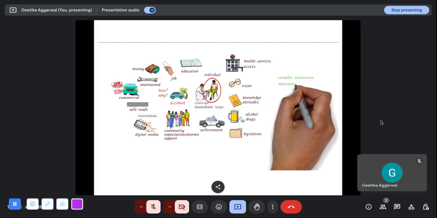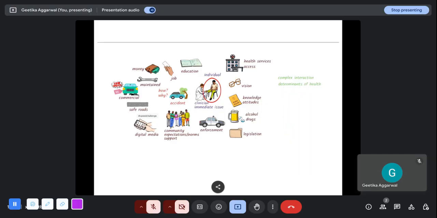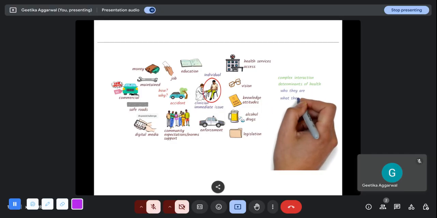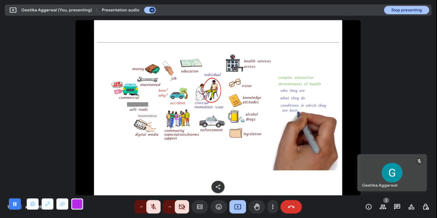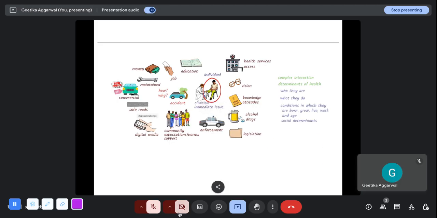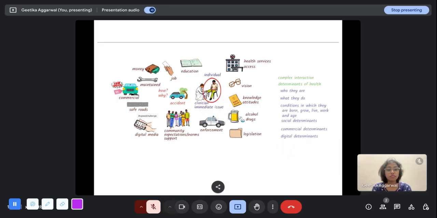As you can see from this example, health is determined by a complex interaction between many different factors, or determinants of health. These include who they are, what they do, and the conditions in which they're born, grow, live, work, and age, the social determinants of health. It also includes commercial and digital determinants of health. So to make a difference in health, it's important to understand these determinants and how they interact with each other in order to address them.